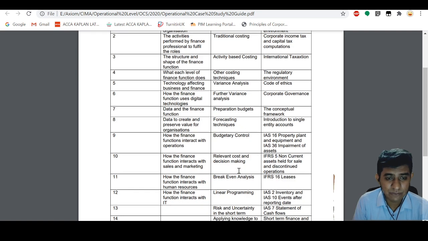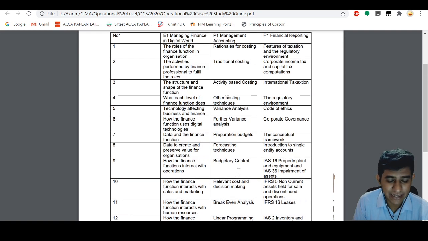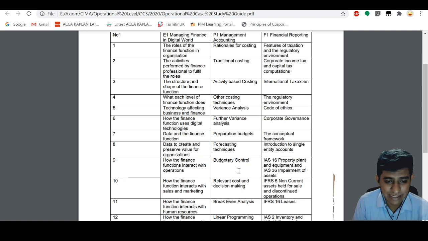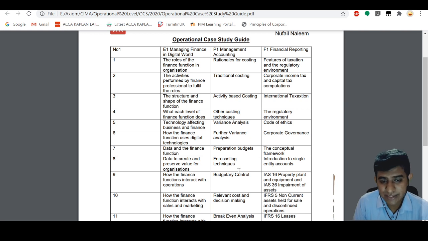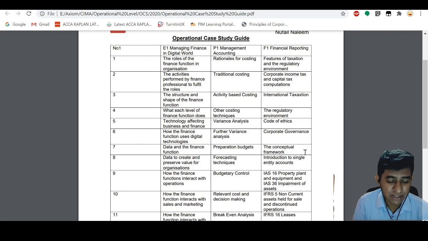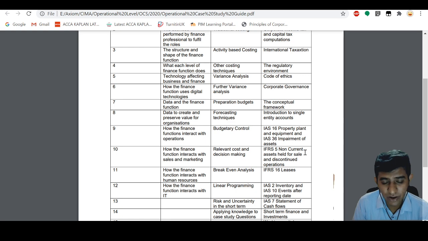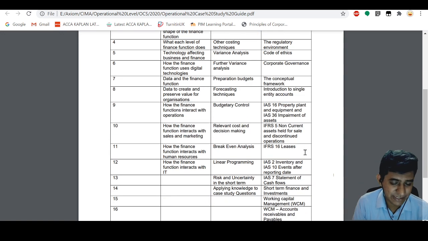And students, when it comes to the P1 area, you find technical areas of basic costing, variance analysis, budgetary control, linear programming. You should be aware that this should be very much a concern in the knowledge area. And also, in financial reporting, you should be very strong with working capital management and taxation, and also the framework and the accounting standards. Specifically, the accounting standards that are tested in the examinations are IAS 16, IAS 36, IFRS 5, IFRS 16, IAS 2, IAS 10 and IAS 7.